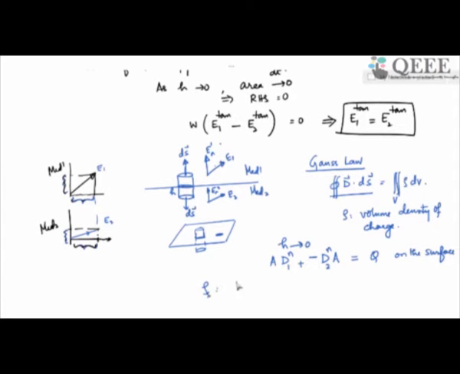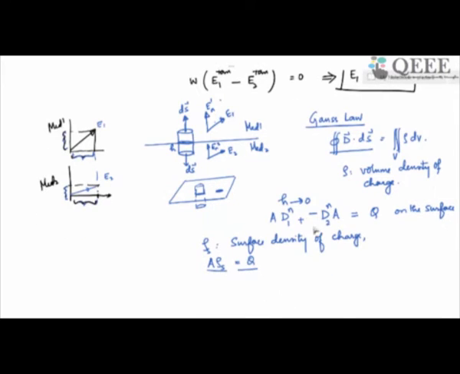Now, if rho s is the surface density of charge, which means that rho s is the charge per unit area, then Qs gets related to rho s as A times rho s, because A multiplied by rho s gives me the total charge. So, if I substitute that, all my A's get cancelled. I get a simple enough relation: d1 normal minus d2 normal is not 0, but it is equal to Q, and this is my second boundary condition.